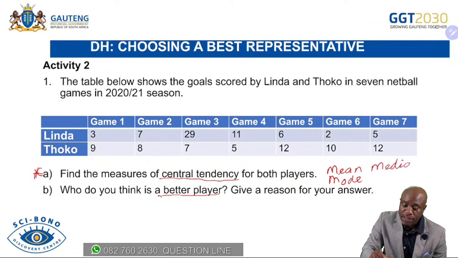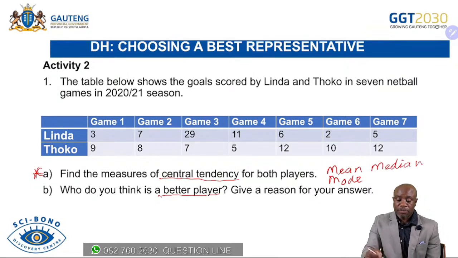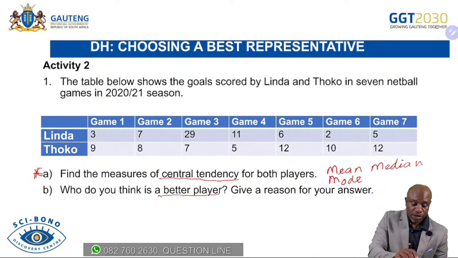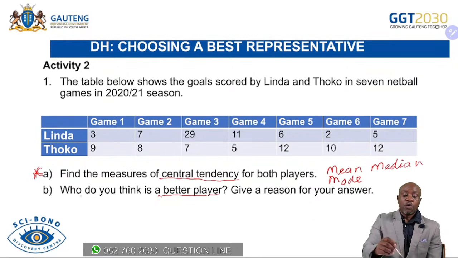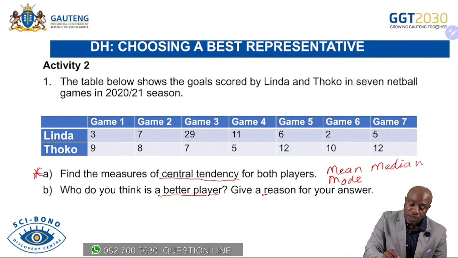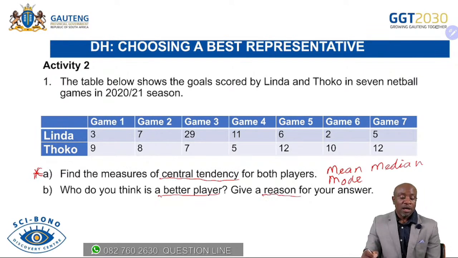So you find the middle value, and you find the mode, the one that appears most. If there is none, please say none. Don't force matters there. I want you to find the three for both players and list them separately, and say this one is for Linda, this one is for Togo. Thereafter, I'll join you where we will say who is a better player, and we give a reason for saying if Togo or Linda is a better player.